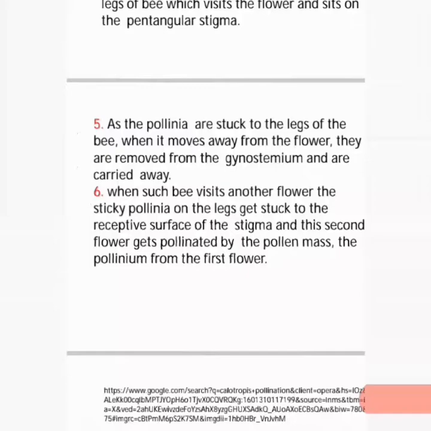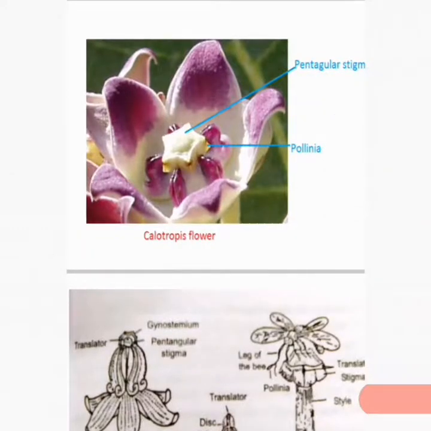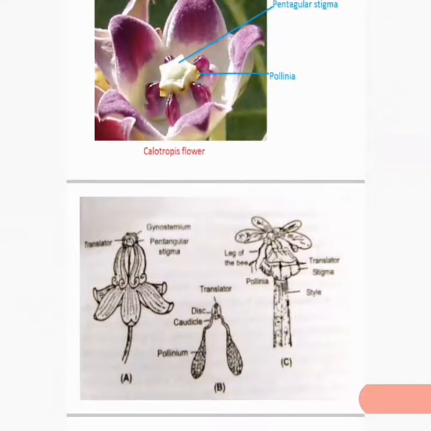When such a bee visits another flower, the sticky pollinia on the legs get stuck to the receptive surface of the stigma, and the second flower gets pollinated by the pollen mass and the pollinium from the first flower. So thus this is insect pollinated. Nectar is there, stickiness is there, pollens are sticky, stigma is also sticky, an attractive flower is there, and a landing platform is present. So these are the peculiarities of entomophily.